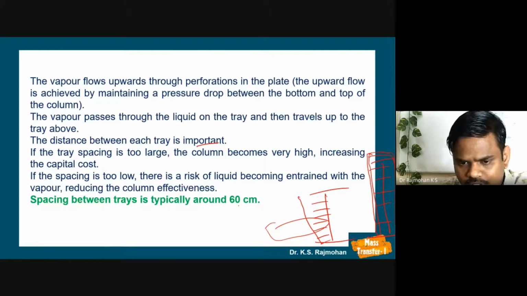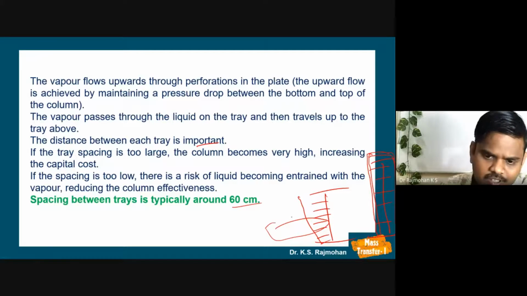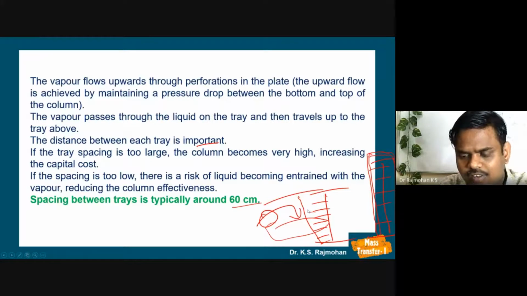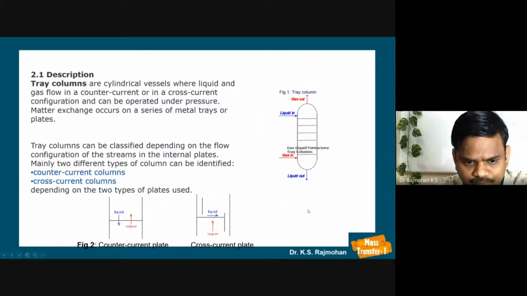Minimum, as I said, 2 feet. Say for example 60 centimeters is the approximate spacing required, so that in between we can have a manhole, and a person can enter and do the required repairs.